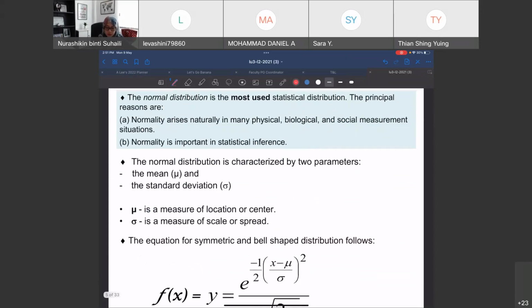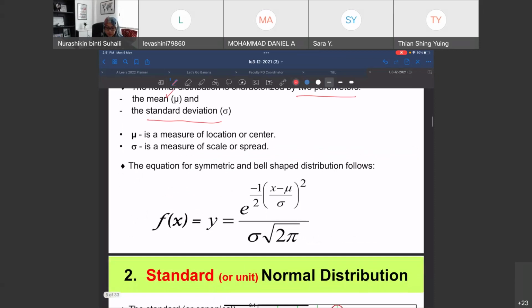Okay, so normal distribution is characterized by 2 parameters, the mean and also the standard deviation. The mean is the average. Standard deviation actually describes how much deviation there is between every point and the mean. Okay, yeah, so that's the standard deviation. This one you don't have to worry about, this formula. It will not be used.